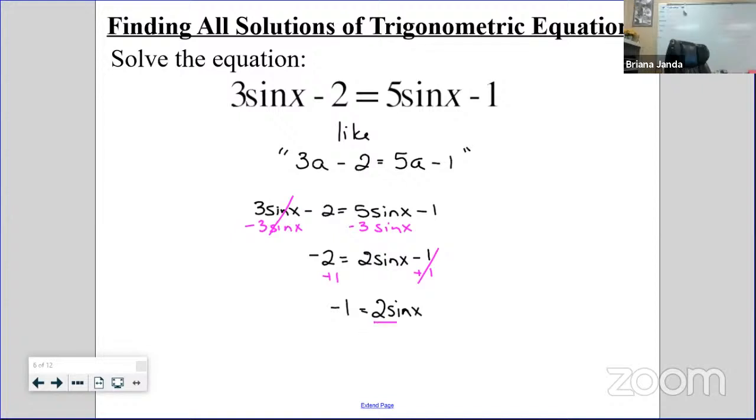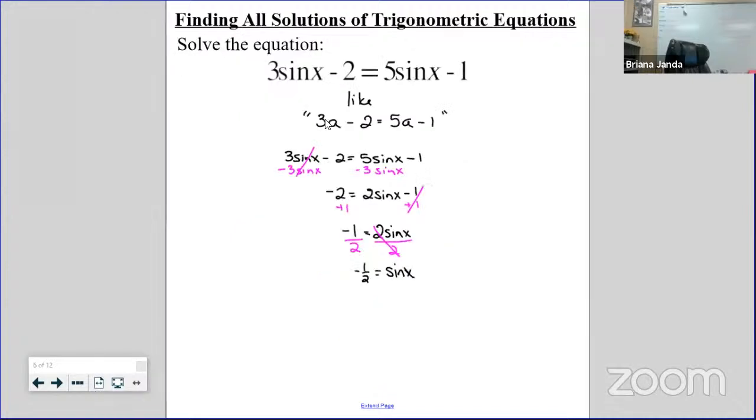And divide by 2. Okay. These are my helpful hints to you to help you be successful when you get to the end of this problem, because very commonly we will pick the wrong angles.